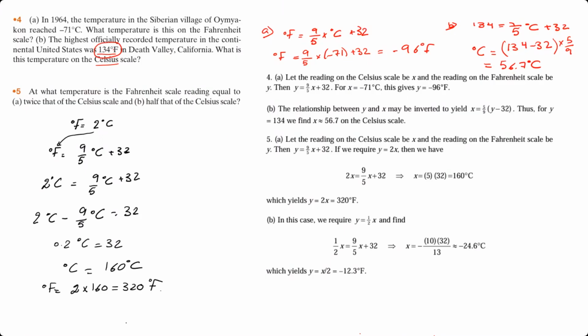So this was part A. Part B, same story, doing it again. The degree Fahrenheit is half that of the Celsius scale. So this is degree Celsius over 2, which brings us to plugging again.